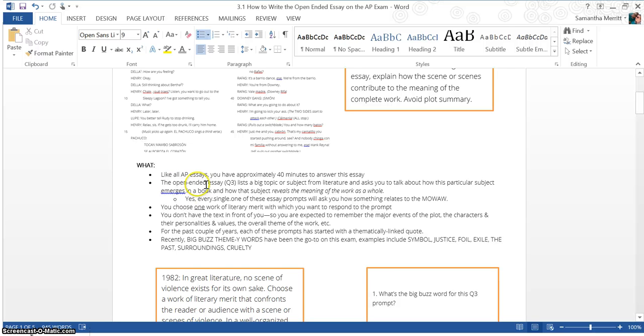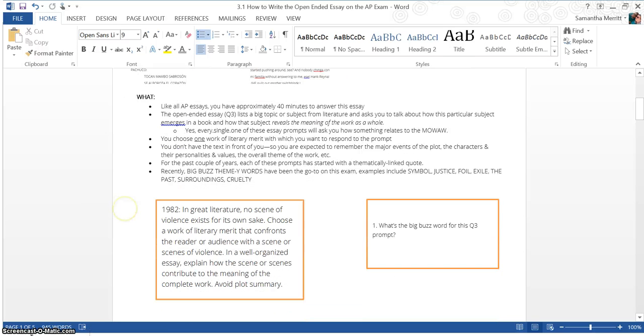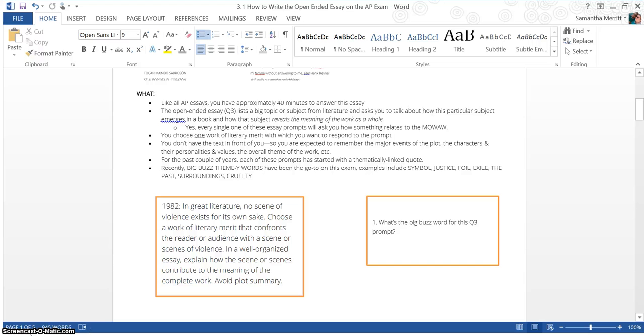You are not going to have the text in front of you, so you're expected to remember characters, major events of the plots, quotes, values, overall themes, so on and so forth. And this is why we've been doing those novel synopsis sheets, because right before the AP exam, you're going to want to review all of that so that it's fresh in your mind and you can insert it into Q3 essays.